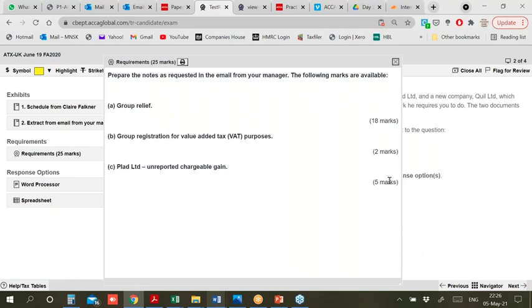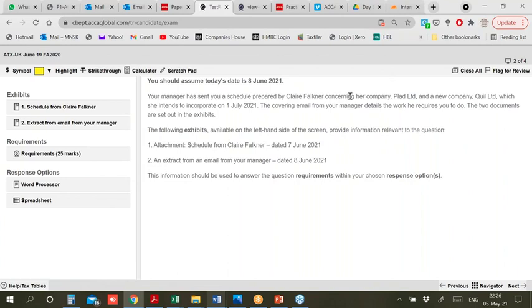So I'll be more concerned with scoring 7 marks out of 25 in this question by answering these two parts, because obviously if the group relief is being tested for 18 marks, it must have some tough calculations in which many points I may miss. So my focus should be on this. So Rubina, if I'm doing the question, I'll answer part C first, then B, and in the end I'll try to answer part A. So let's look at the email from the manager which will be providing the breakup.